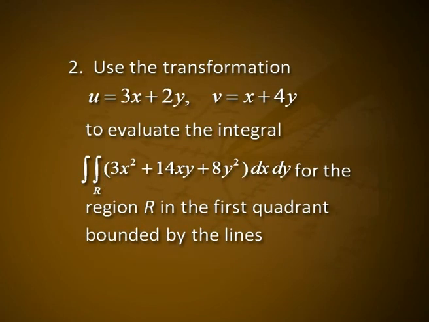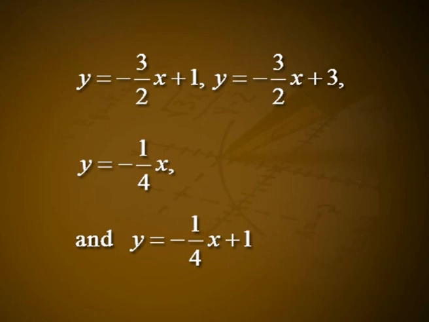2. Use the transformation u is equal to 3x plus 2y, v is equal to x plus 4y to evaluate the double integral over R of 3x square plus 14xy plus 8y square dx dy for the region R in the first quadrant bounded by the lines y is equal to minus 3 by 2 x plus 1, y is equal to minus 3 by 2 x plus 3, y is equal to minus 1 by 4 x and y is equal to minus 1 by 4 x plus 1.